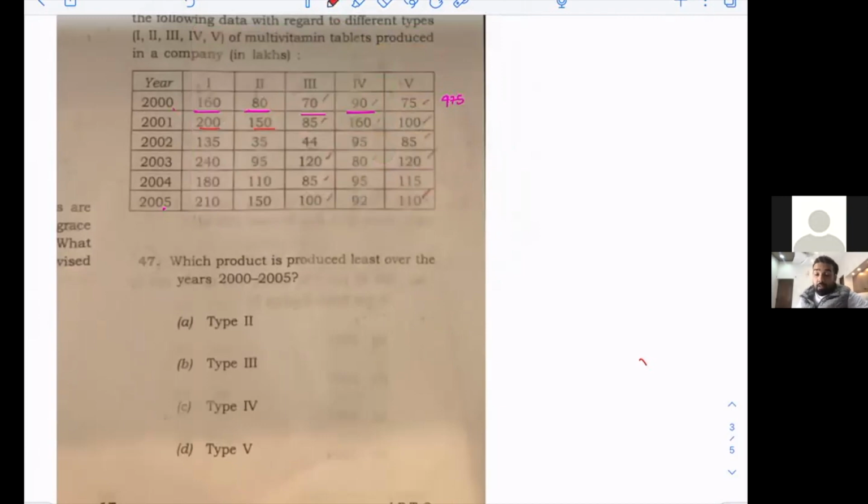200 plus 150 is 350. 350 plus 100 is 450. 450 plus 160 is 610 plus 85 is 695 is what we do.